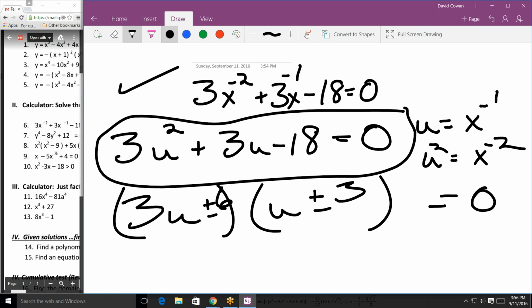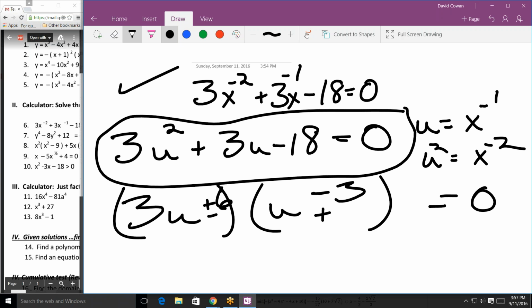Does that produce the correct middle term? Yes. Hold on a moment. I made a mistake here. It's a negative 18, so if this is plus minus, this has to be minus plus. You understand why? No. Okay.